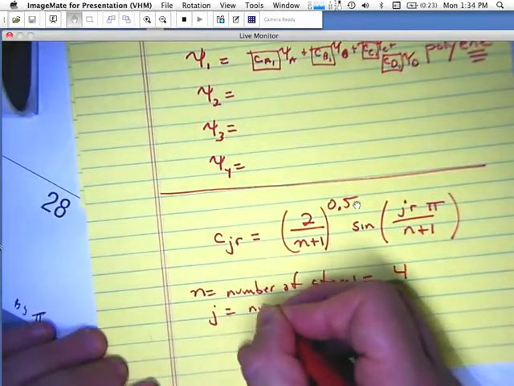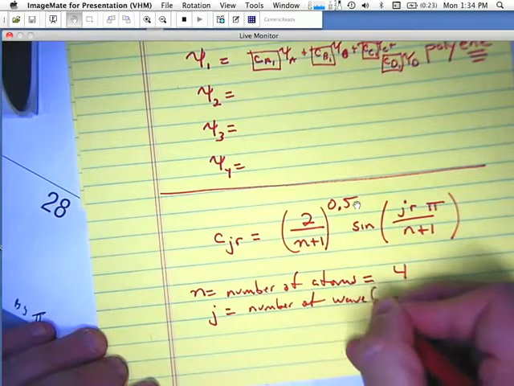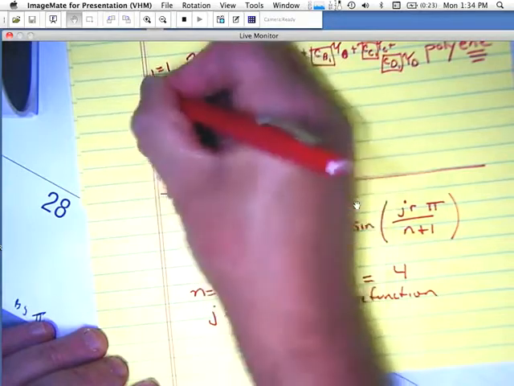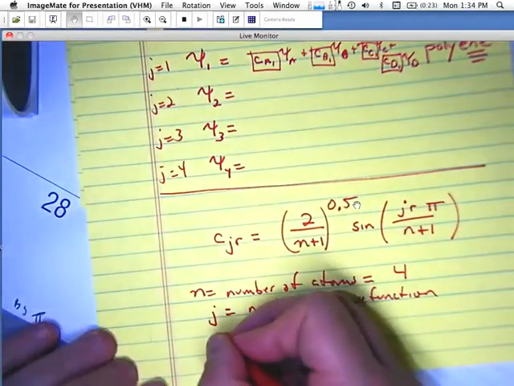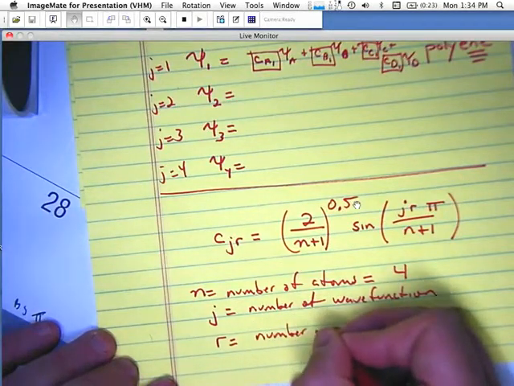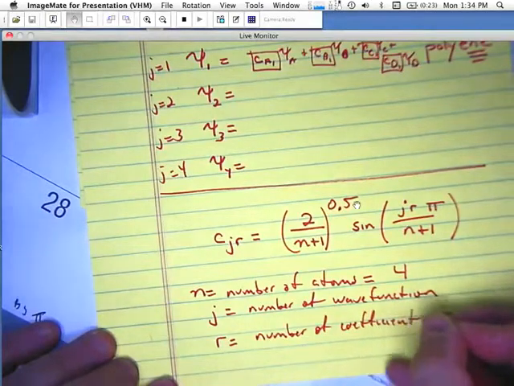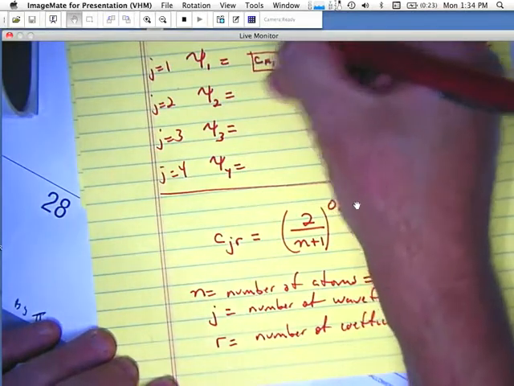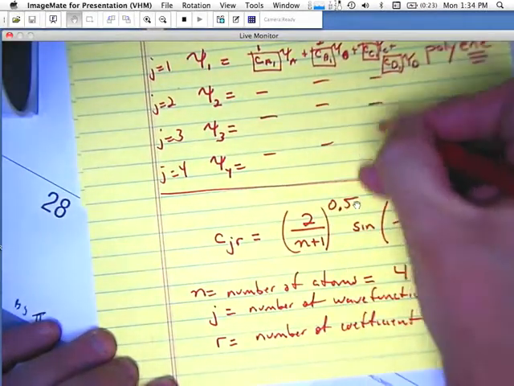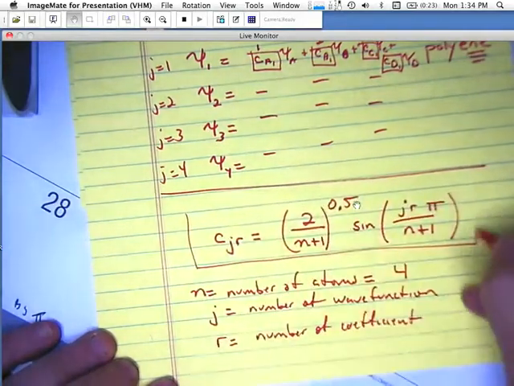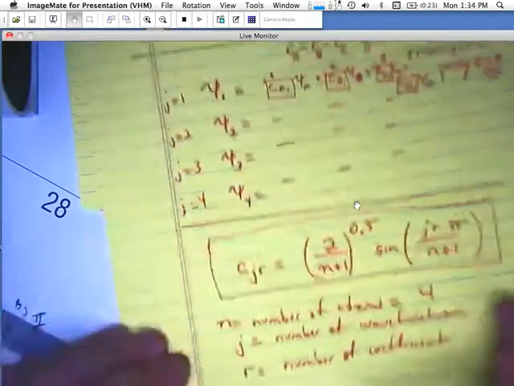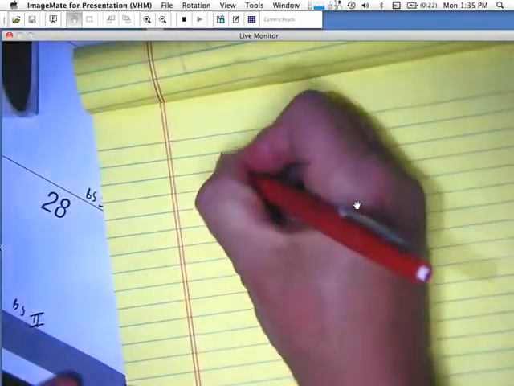J is the number of the wave function. So there's J equals 1, there's J equals 2, there's J equals 3, and there's J equals 4. And R is equal to the number of the coefficient. And it's always going to be a square, so notice 1, 2, 3, 4, and this is 1, 2, 3, and 4. So notice we have another nice matrix here, except it's a 4 by 4 matrix. And so you're going to use this equation to try to find all the individual coefficients for that molecule. We also ask you in this lab to be able to do this.